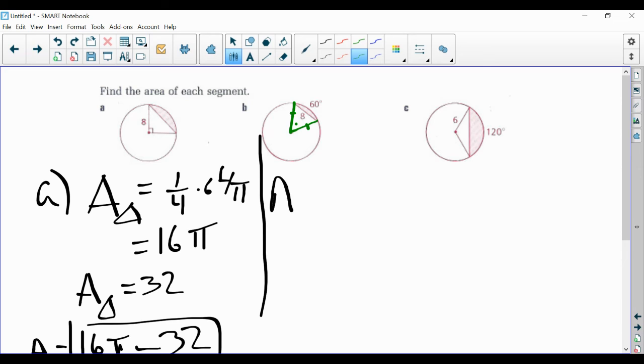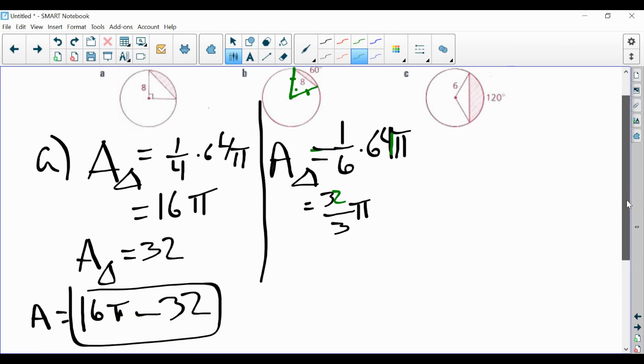Okay, so now let's do this. The area of the sector is going to be, 60 degrees is 1/6 of the circle, so 1/6 of 64 pi. And that's going to be 64 over 6, which is 32 over 3. So it's 32 thirds pi.